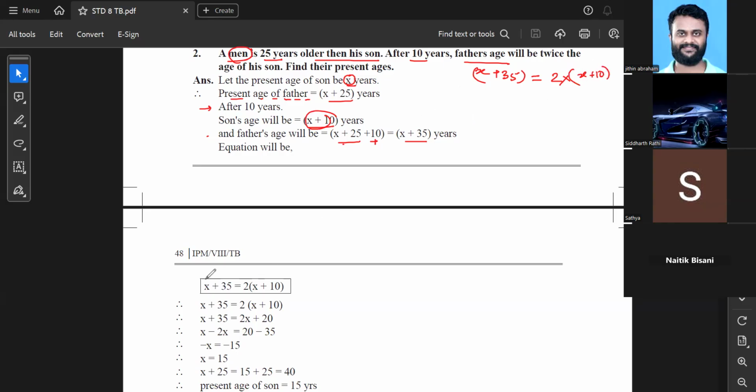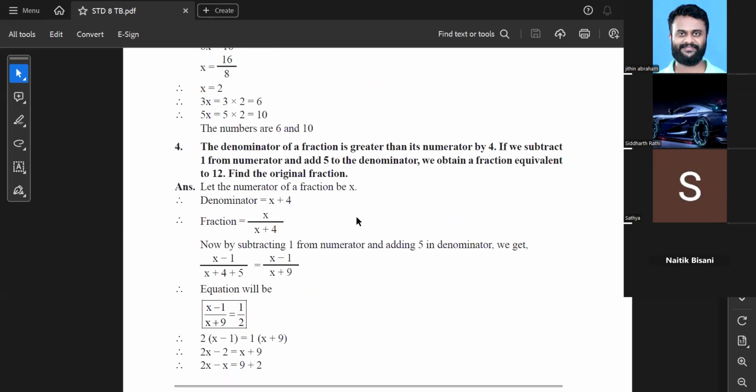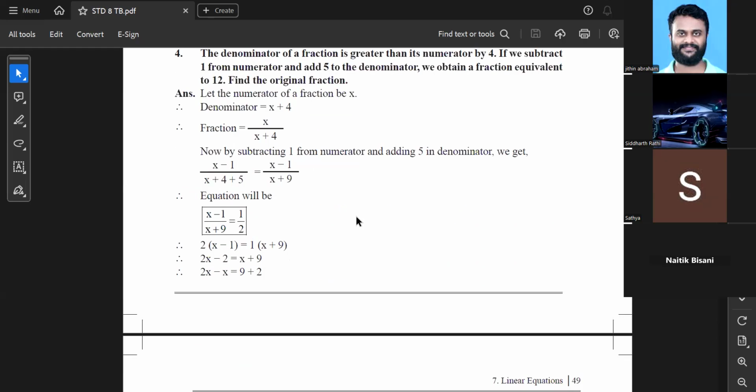So this is your equation, which they have already written over here. X plus 35 is equal to 2 multiplied by X plus 10. I believe this much is clear, how the equation was formed. Yes, sir. Wonderful. So once the equation is formed, you know how to solve it. Open the bracket, bring x's together, and then solve. So solving is a piece of cake for us now, not a big deal. Right now, as I've already said, we are focusing on forming the equations.